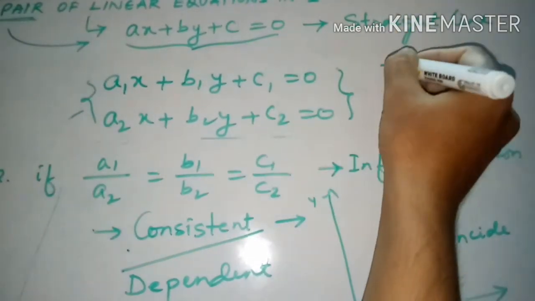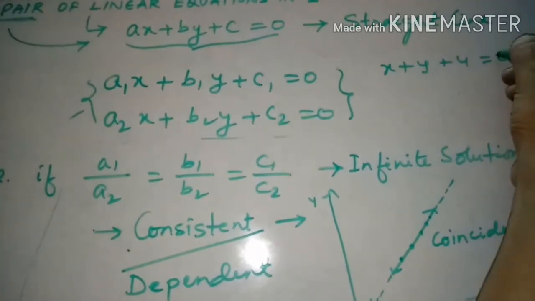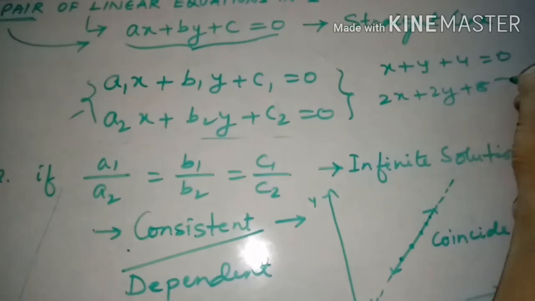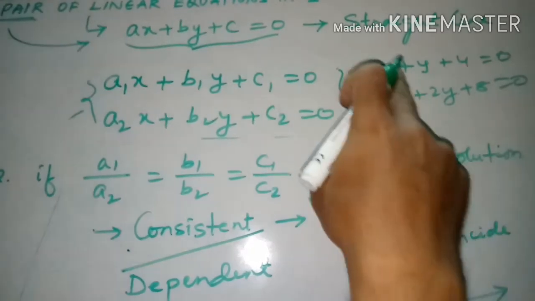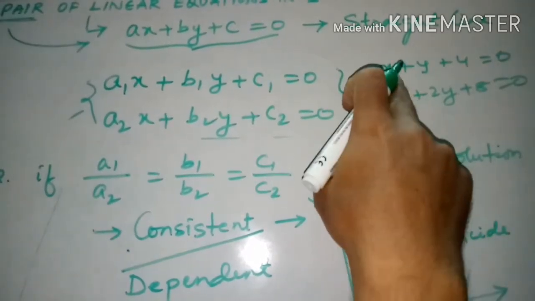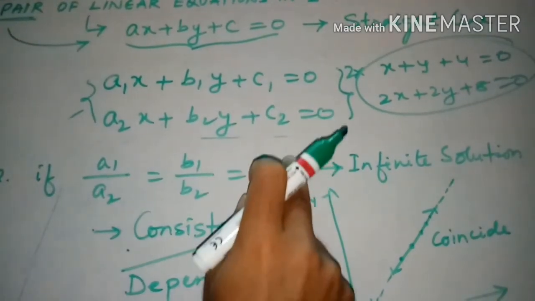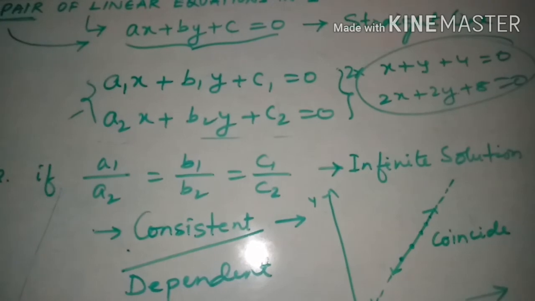For example, let us see here now, x plus y plus 4 is equal to 0, like this is given. Then another equation is given like this, 2x plus 2y plus 8 is equal to 0. So this second equation is obtained, from here itself we can see, by multiplying the first equation by 2. Yes or no? If I multiply by 2 here, we'll get the second equation. So this type of equation, what do we call it now? Dependent equation. When a1 by a2, b1 by b2 is equal to c1 by c2, everything is equal, there will be infinite solutions. If it is infinite solutions, we call it dependent.